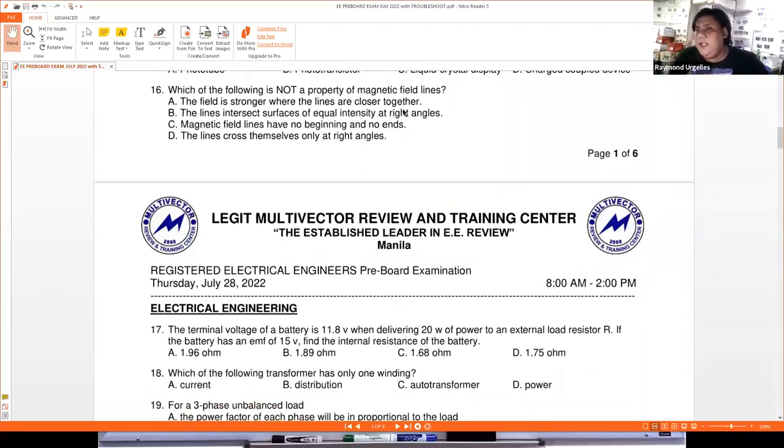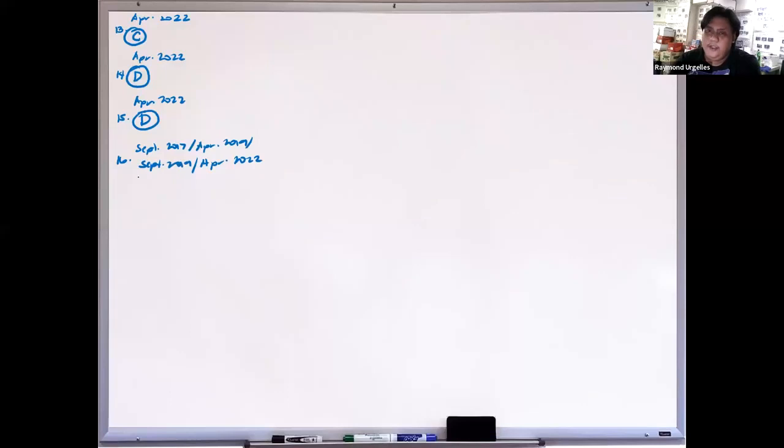Yung tatandaan nyo pagdating sa field lines, magnetic man yan or electric, they will never cross each other. Hindi sila mag-intersect. Kasi pag nag-intersect yung dalawang field lines, nag-a-add up yan. For example, itong dalawang intersection na to, mag-a-add up siya dito sa part na to. Kaya hindi sila mag-intersect. Ibig sabihin, mali yung letter D, kasi this will never cross. Kaya mali sa number 16 is letter D.